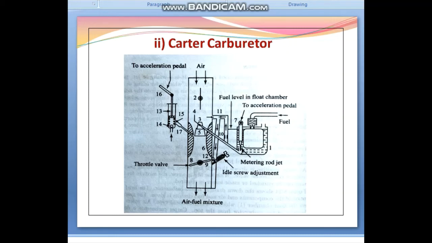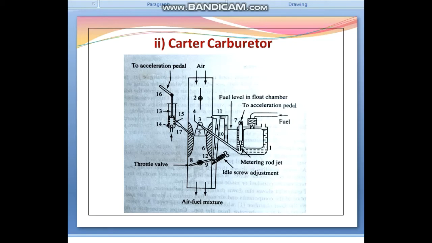Now the idle and low speed circuit. A rich mixture in very small quantity is needed for idling. The throttle valve, that is point 8, is practically closed. The entire suction pressure created by the piston in the engine on the suction stroke is exerted at the idle port, that is number 9. As a result, the gasoline is inducted through the idle feed jet, that is number 9, and the air is inducted through the first bypass, that is 11, and a rich mixture is provided.